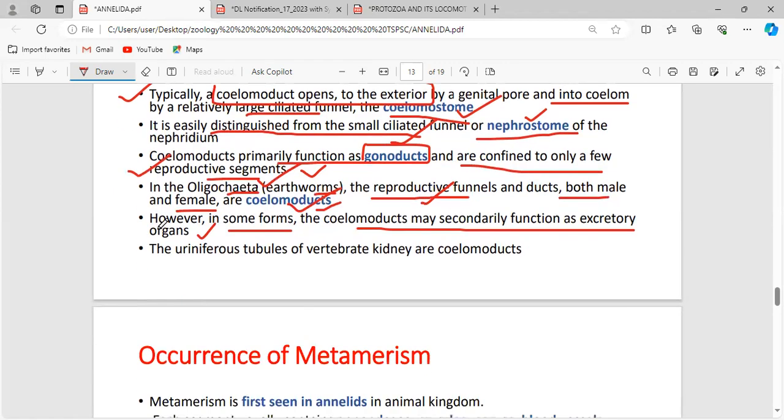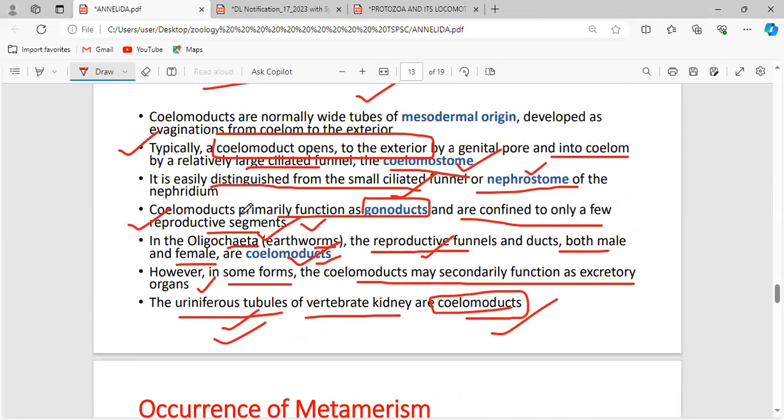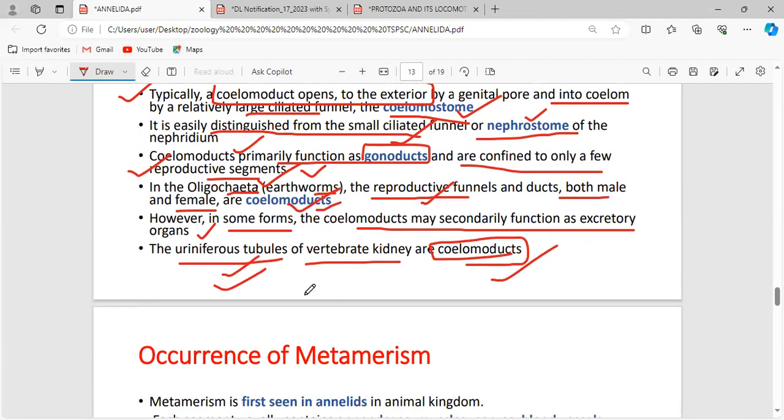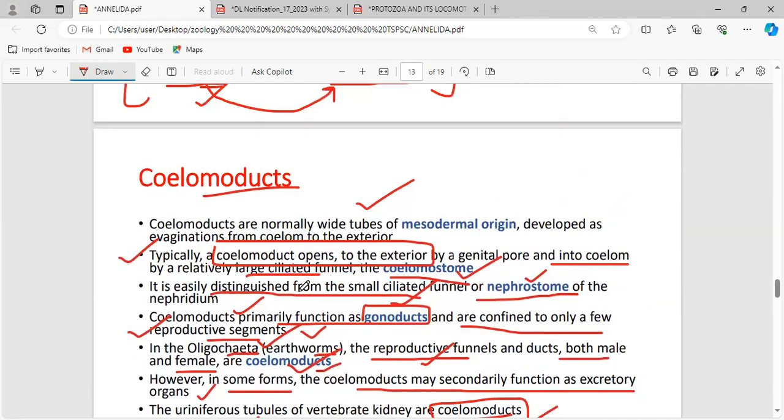You should be aware of this. And the uriniferous tubules of the vertebrate kidney are said to be coelomoducts. The uriniferous tubules are nothing but a modification of the coelomoducts. Just like the coelomoducts are modified as gonoducts, they are also considered as uriniferous tubules. Clear? That's all about the coelomoducts.